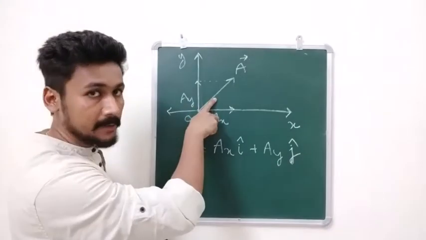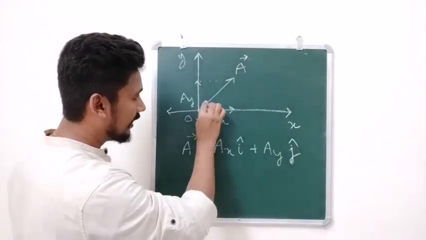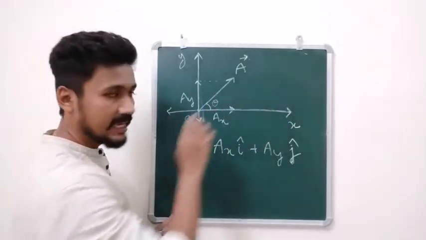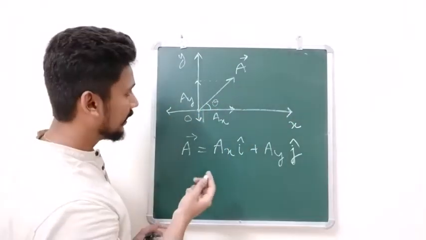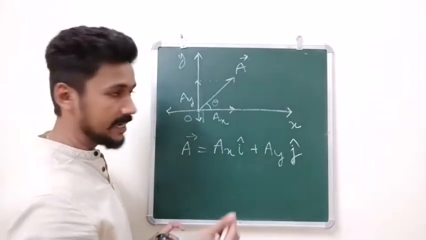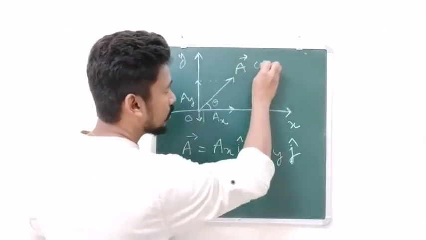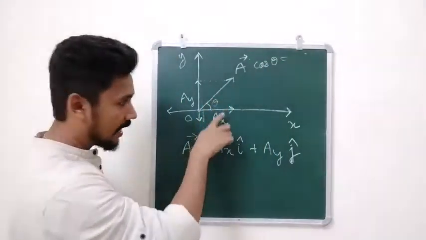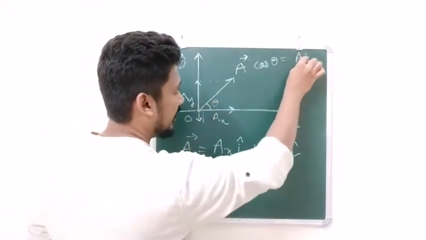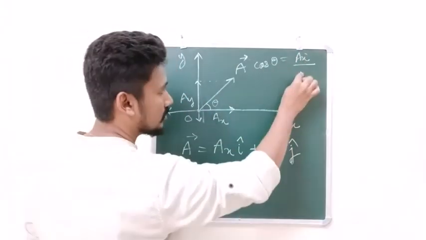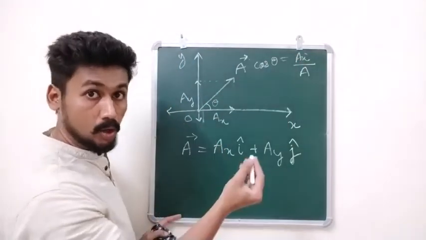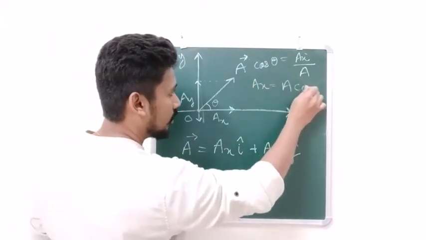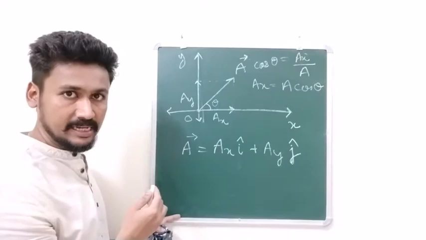So this is a vector A and here is the x-axis. Let us say that the vector A is making angle theta with the x-axis. Fine. And now we know the trigonometric ratios, correct? You can see that cos of theta will be equal to adjacent upon hypotenuse. How much is the adjacent? Adjacent is AX, upon how much is the hypotenuse? Hypotenuse is A. Or you can say that AX is equal to A cos theta, correct?